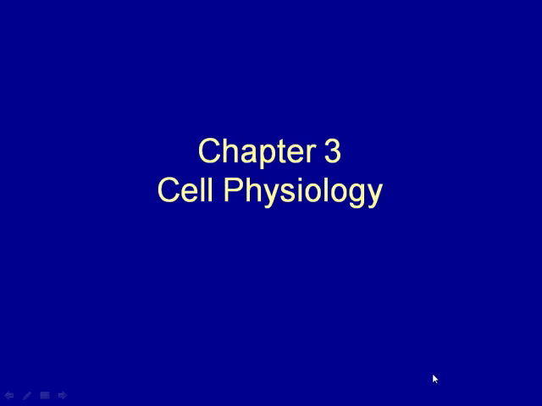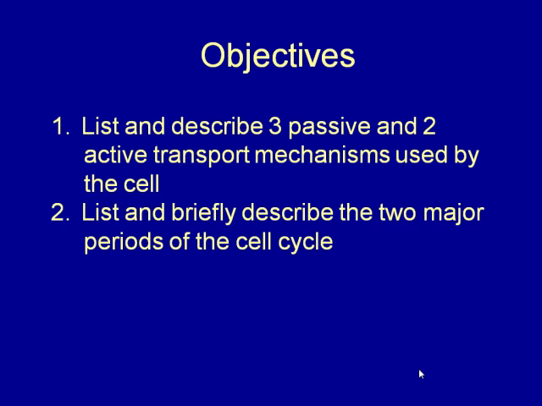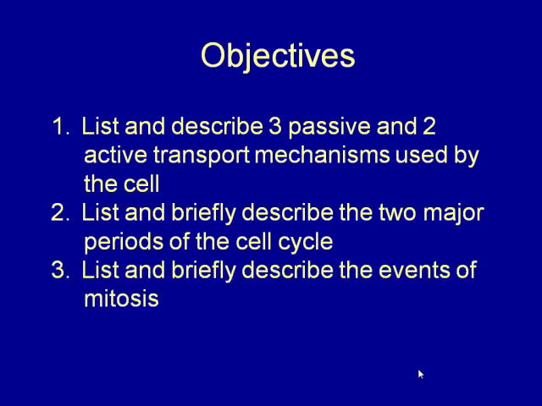Now that we've looked at cell anatomy, or all the structures of the cell, we can look at cell physiology, or how the cell operates. In this particular segment, you need to be able to list and describe 3 passive and 2 active transport mechanisms used by the cell. List and briefly describe the 2 major periods of the cell cycle.